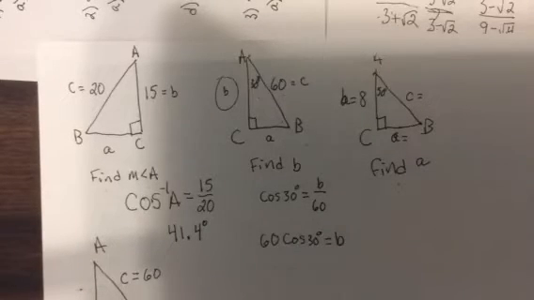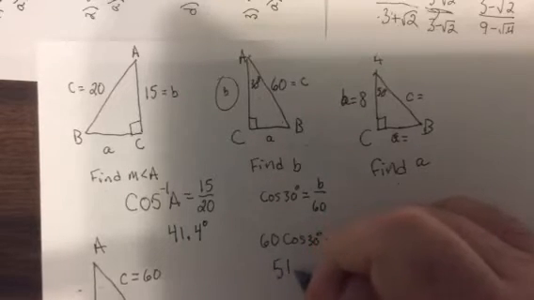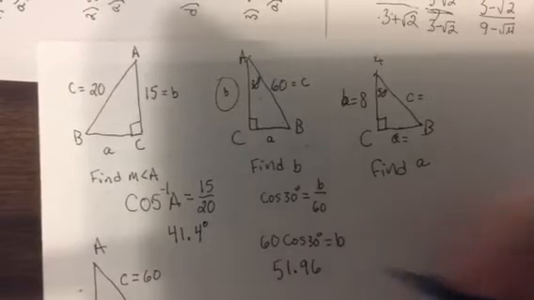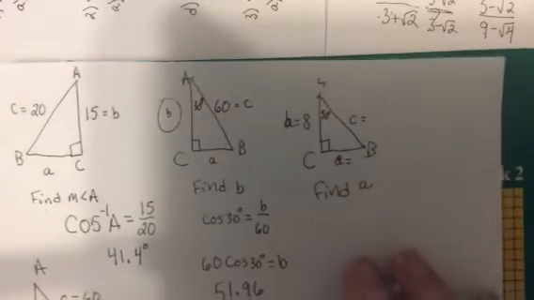On this, I have to do it backwards. Times 60 equals, and I get 51.96. Okay, let's look at this one.